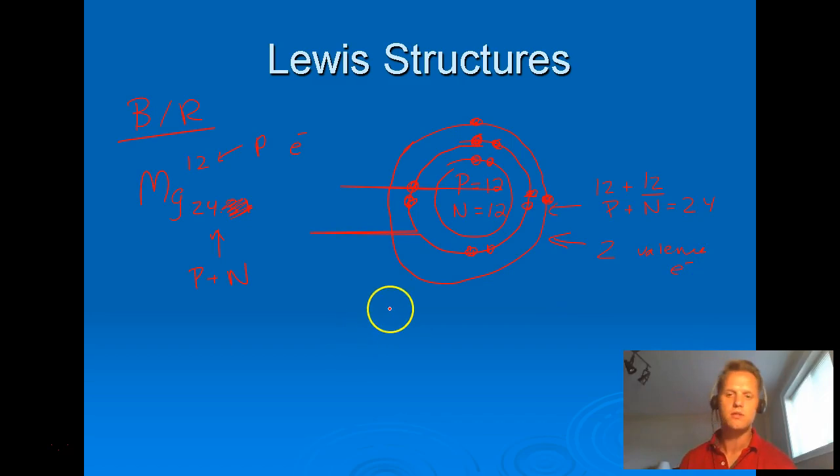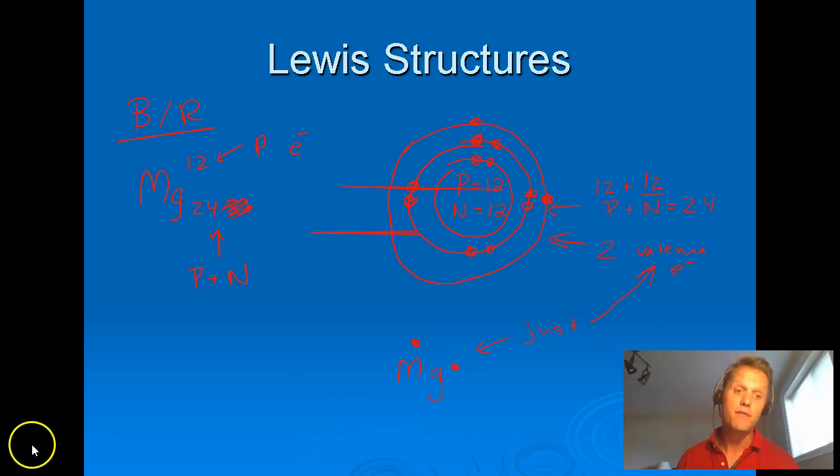How do we turn this into a Lewis structure? All we do is we don't worry about the protons and electrons, and we don't worry about drawing a shell. We just copy the last 2 electrons. So you just show the valence electrons. This Lewis structure is just the valence electrons, nothing else. And that's it for Lewis structures.